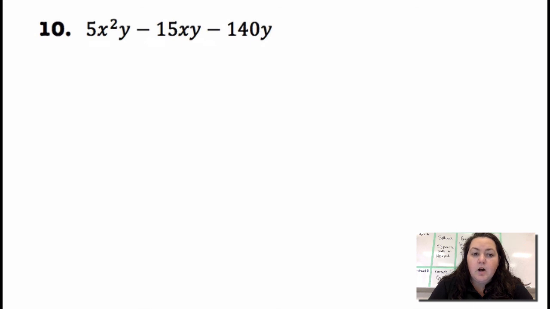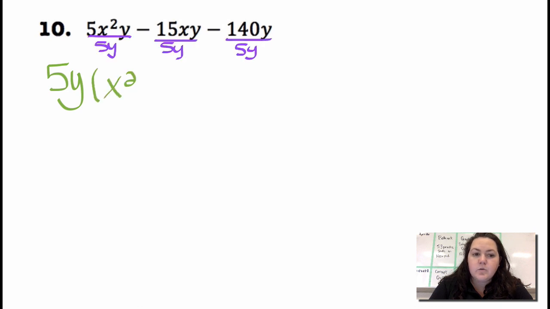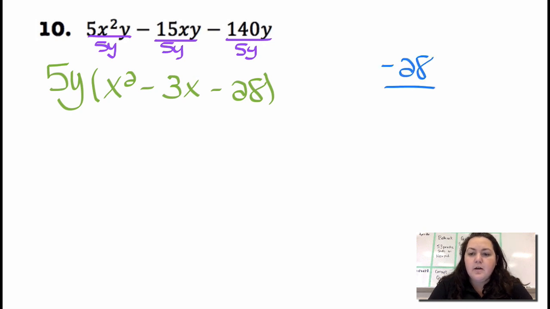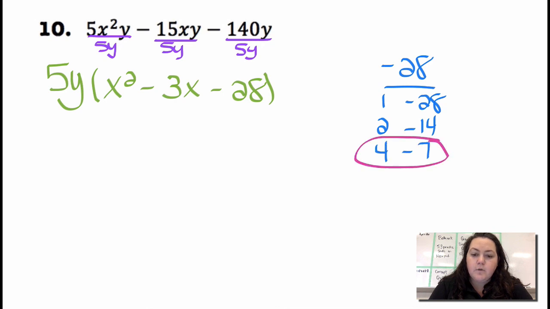All right, this one also has a greatest common factor. So 5 goes into all 3 terms, and all the terms have a y. So I can pull out a 5y. If I divide everything by 5y, I'm going to be left with x squared minus 3x minus 28. Now inside the parentheses, I don't have a leading coefficient. So I can go ahead and find the numbers that multiply to make negative 28 and add to make negative 3. So one number is going to have to be a negative, and one number is going to have to be a positive. And I'm going to want my bigger digit to be negative. So that's 4 and negative 7.